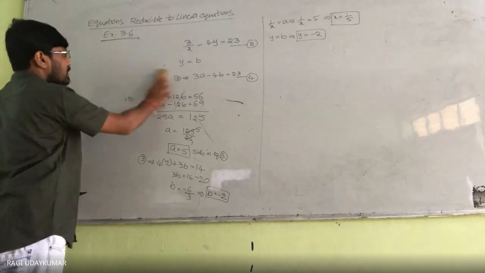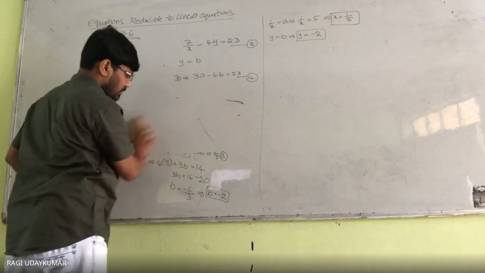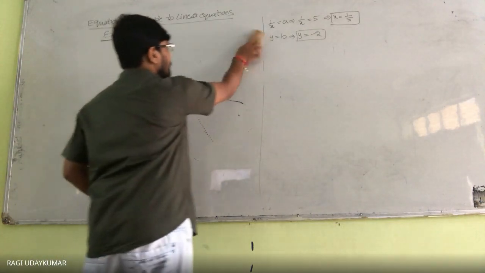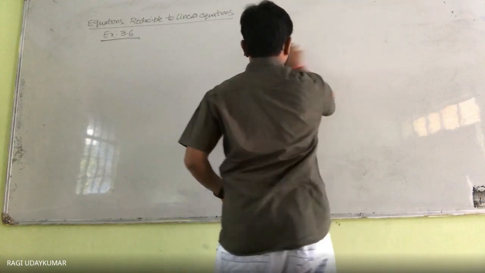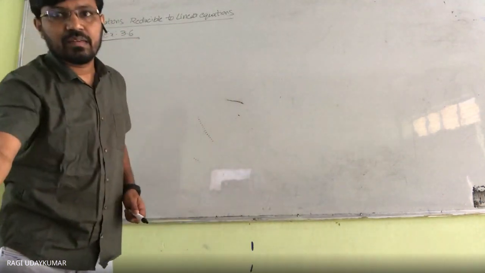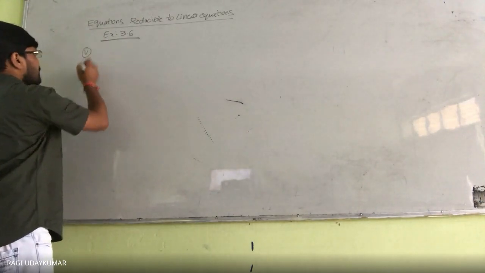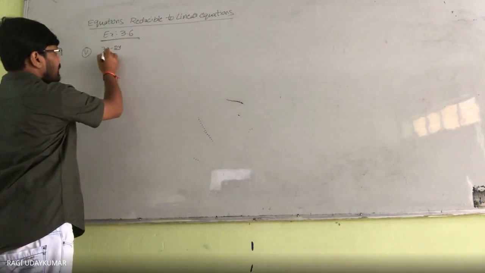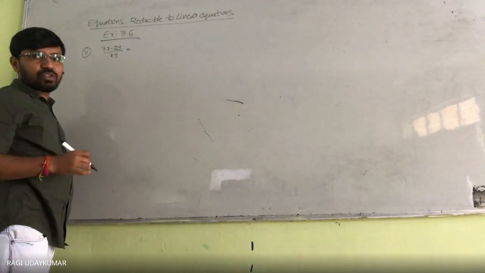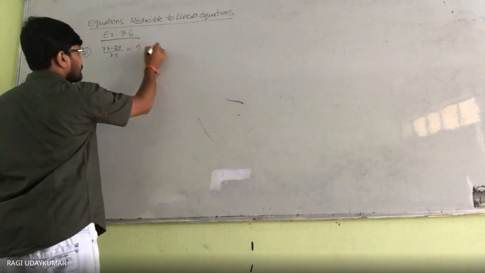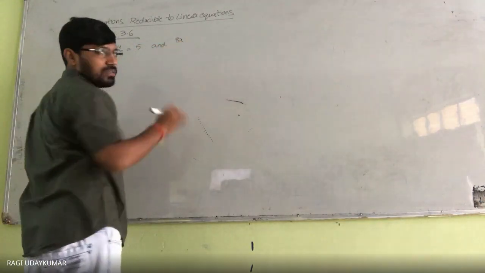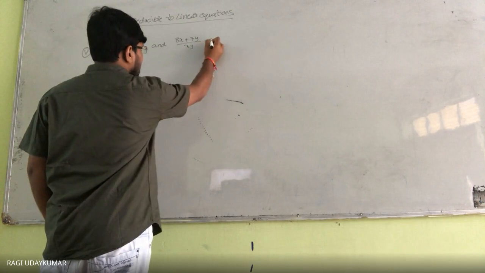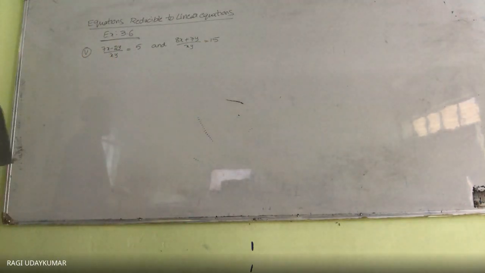Now let us move to the fifth problem in this exercise. Three problems I will explain to you. Fifth one, see here. This looks somewhat different, but it is not different. 7x minus 2y by xy is equal to 5, and 8x plus 7y by xy is equal to 50. These are the two equations given to us.